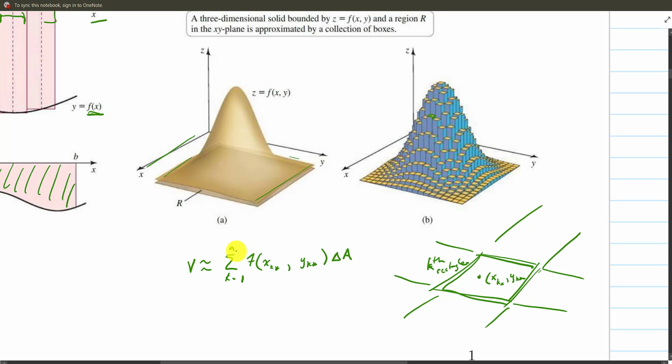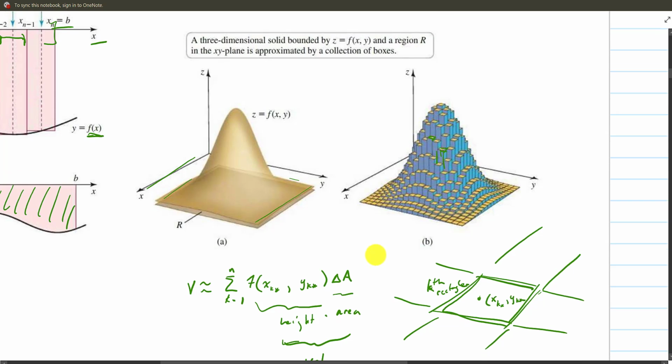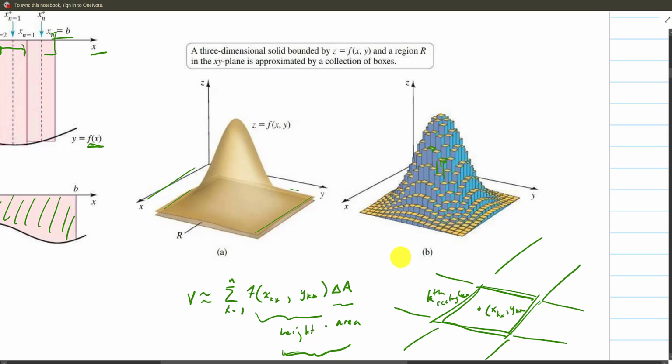That is, we're going to add up. Notice that this is a height, and this is an area. And so what is their product? Their product is a volume here. So we're adding up the volumes of each one of these little columns that you see depicted here, and that's going to give us an approximation for the volume underneath the surface.